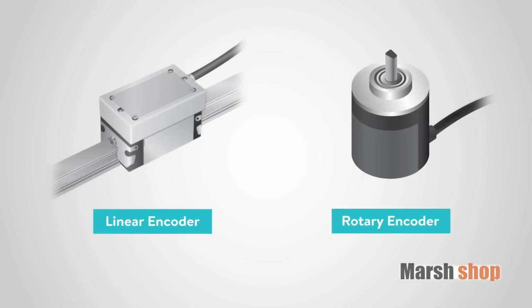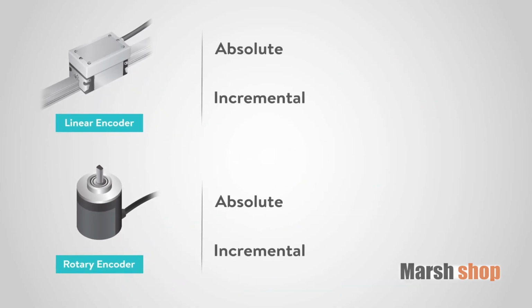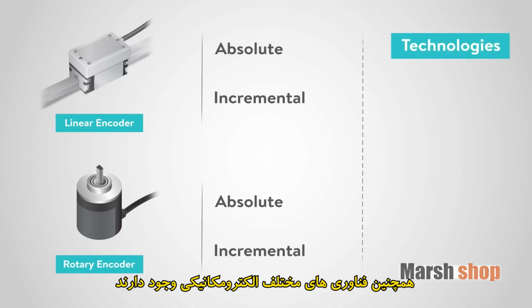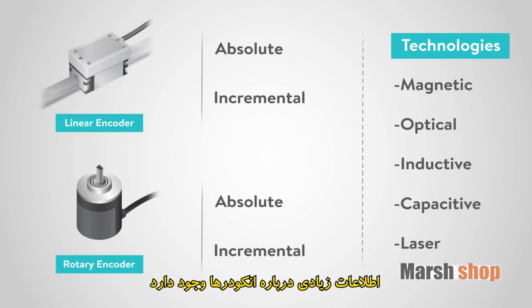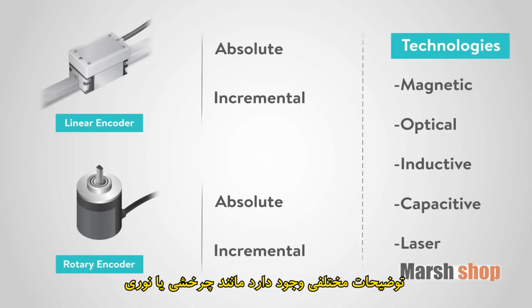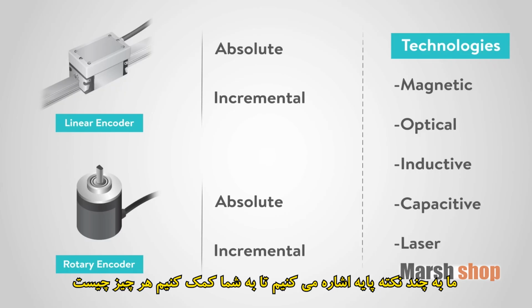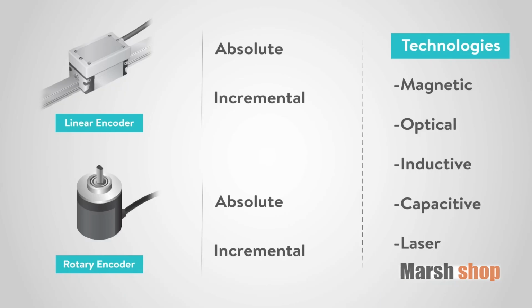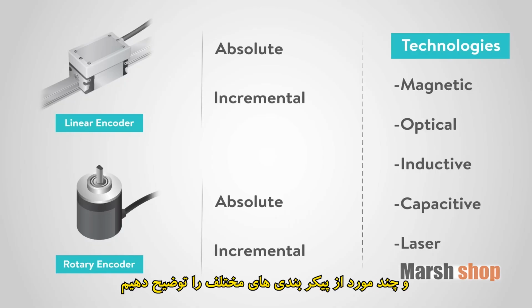Within those categories, there are differing encoder measurement types, such as absolute and incremental. There are also various electromechanical technologies, such as magnetic, optical, inductive, capacitive, and laser, to name a few. There is a plethora of information regarding encoders, and it may seem hard to wrap your head around it. Descriptions like rotary or linear, optical and magnetic, absolute and incremental. We touch on a few basics to help you understand what's what and why. Let's first break these categories down a little and explain a couple of the many configurations.